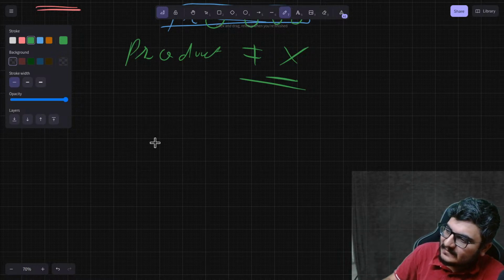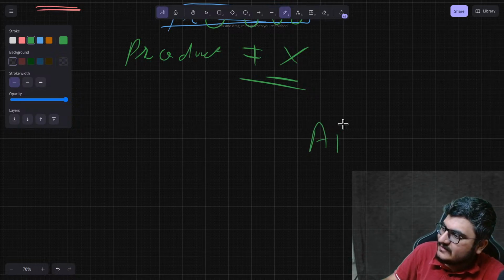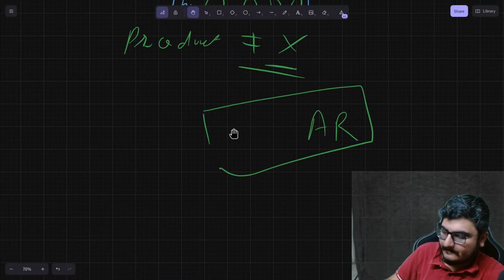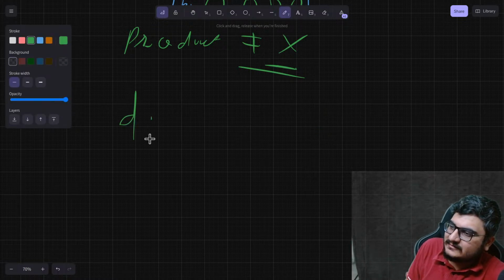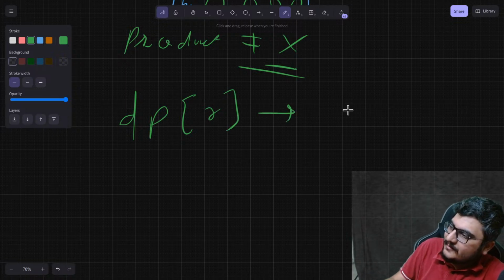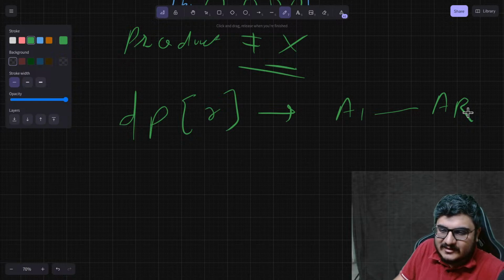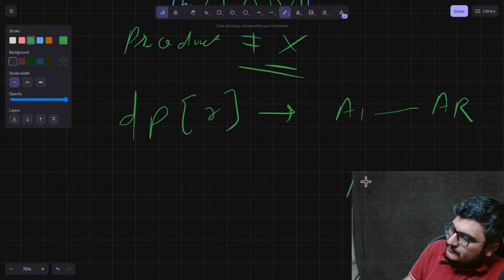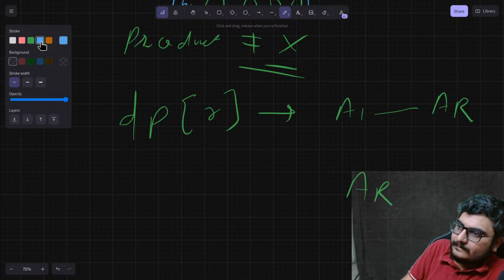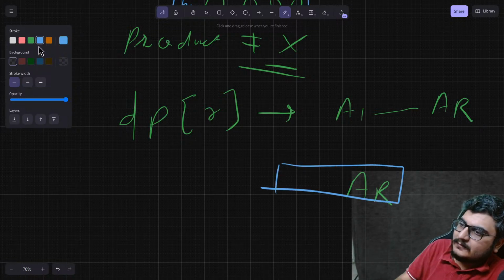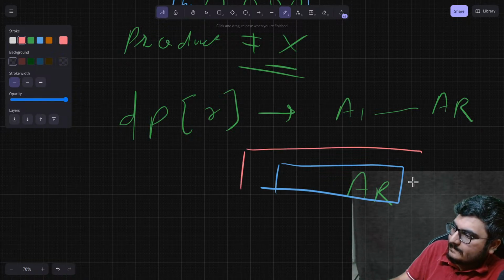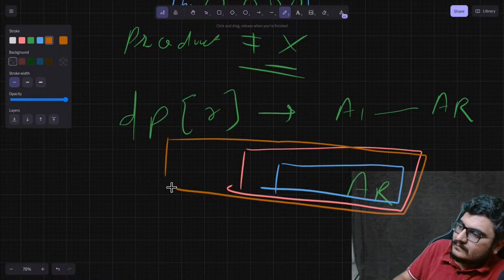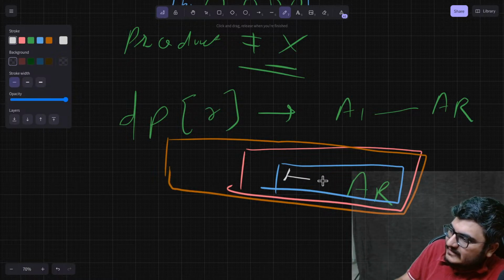So the idea is we will keep increasing our right border, and let's say we have AR somewhere, and we look at some segments here. First thing first, let's define something known as DPR. This is the minimum number of segments into which we can divide A1 to AR. Now, if we have some fixed AR and we look at the segments over here, there would be some range up to which we cannot get product X.